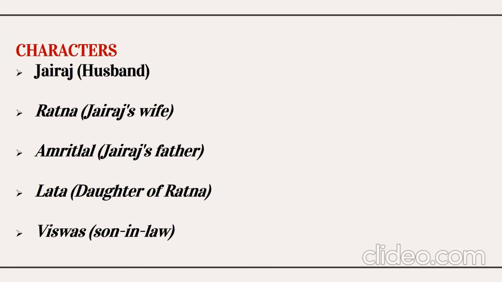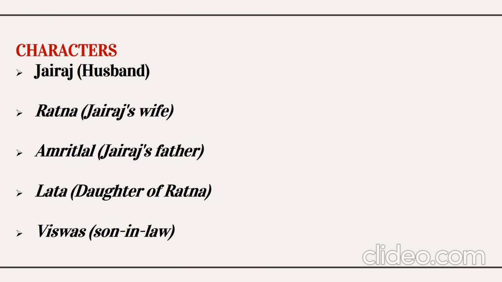There are 5 important characters here. If I begin with the family tree, Amritlal is the father, and he has a son, whose name is Jairaj. And Jairaj's wife is Ratna, that is Amritlal's daughter-in-law. Lata is Jairaj's daughter, or Ratna's daughter, we can say. And Vishwas is the husband of Lata, or Jairaj's son-in-law.